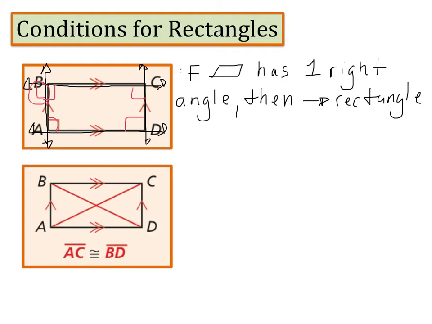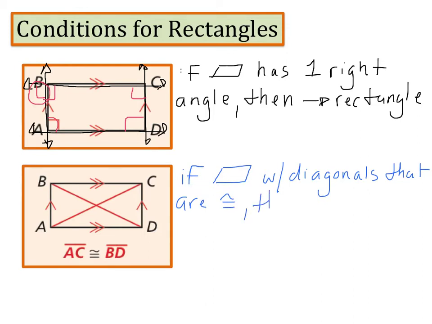Okay, let's look at our second diagram. Now, if we have a parallelogram with diagonals that are congruent, then that parallelogram is a rectangle. So, if we have a parallelogram with diagonals that are congruent, then we have a rectangle. And those are our two conditions for determining whether a parallelogram is a rectangle.